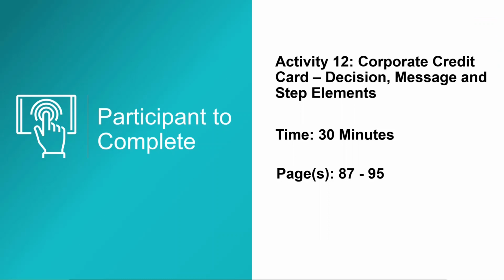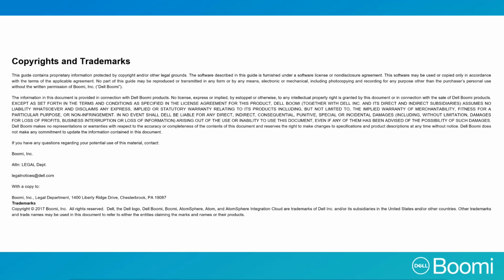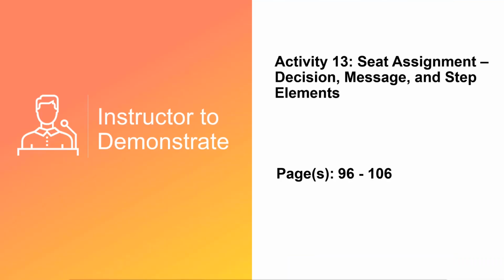Now, please take approximately 30 minutes to complete Activity 12 using your activity guide and referencing pages 87 through 95. In this activity, I will continue to demonstrate how to create more decision and message elements and a new step element for the seat assignment selection in the Boomi Flow employee app.